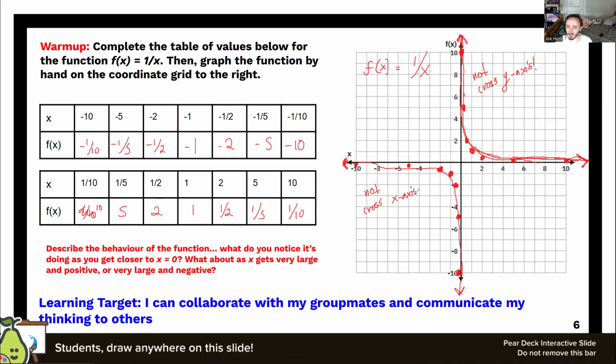And what I want you to think about real quick, maybe with your group mates, is why that's the case. If I'm not crossing the y-axis, think about this coordinate at x equals 0. What's the one number in math we don't know how to divide by? We don't know how to divide by nothing, right?